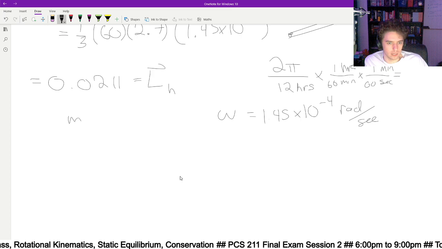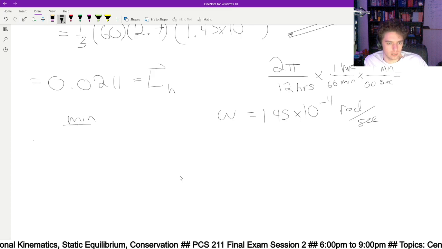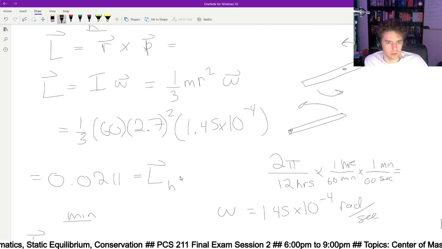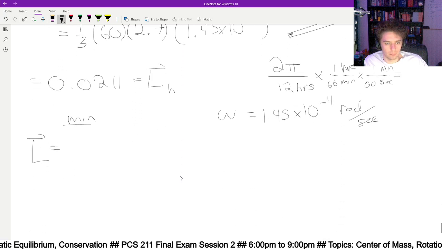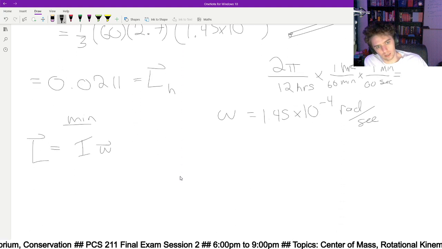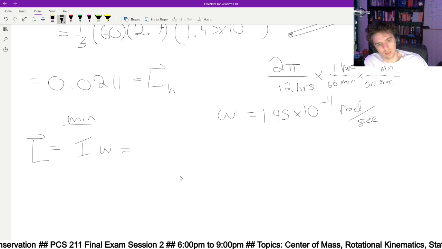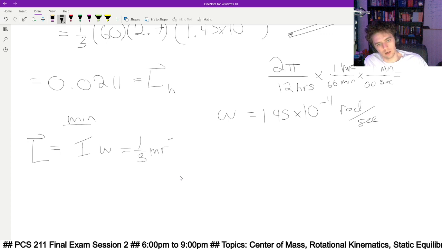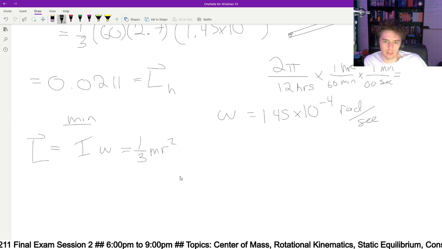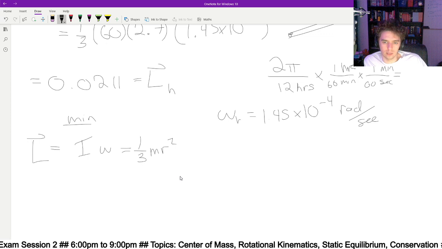So let's do the minute hand now. For the minute hand, L is equal to I times omega. Let's leave it like that. So again, 1/3 mr squared times the angular velocity. So this is the angular velocity for the hour hand.